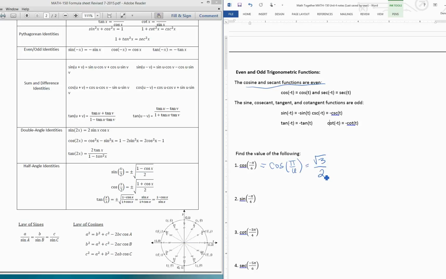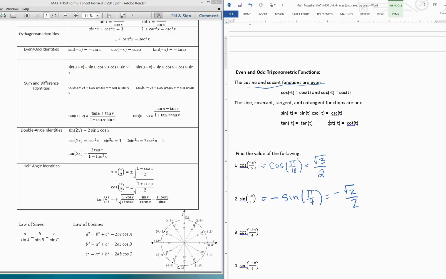3/2. Okay, sine of -π/4. This unit circle is actually missing π/4. But this would be equal to -1 times sine of π/4, and sine of π/4 is the square root of 2/2.